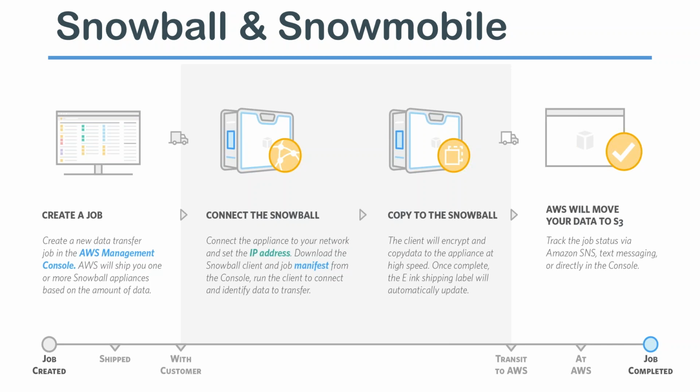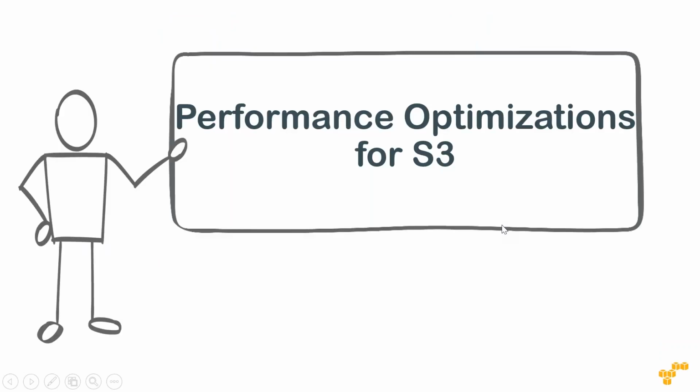And in real time also, some people use Direct Connect, some people use Snowball, some people use ISVs. They give it to third parties to move the data. So you might not work on this directly, but all those options are used in varying degrees in real time. Finally, moving on to the topic that I wanted to discuss: performance optimizations for S3.